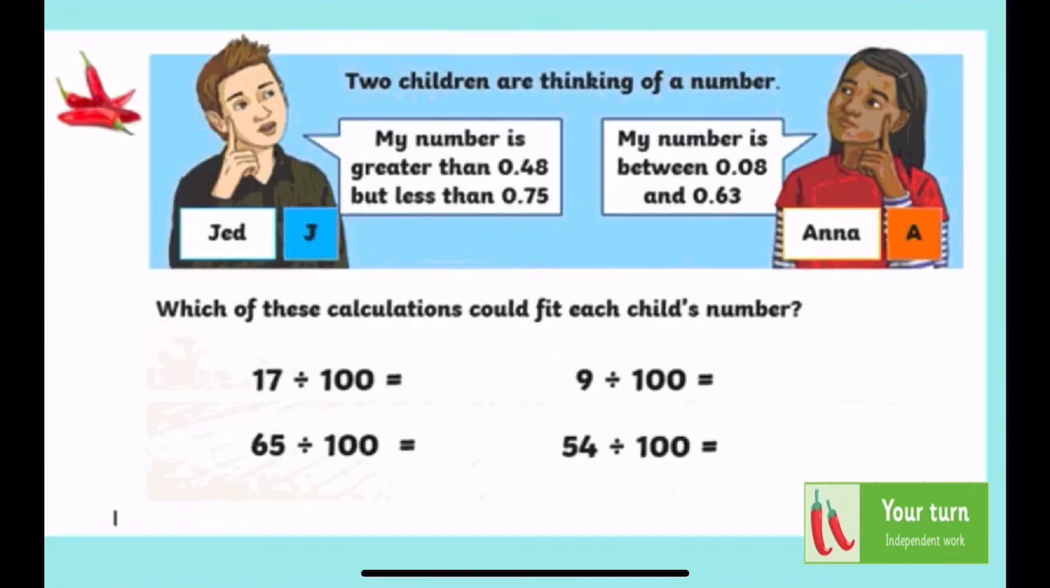So the Chili 3 challenge is this one. 2 children are thinking of a number. Jed says that his number is greater than 0.48 but less than 0.75. Anna's number is between 0.08 and 0.63. So which of these calculations could fit each child's number? Can you work out the answers and then work out which ones will match with each child? Pause the video, have a go, and we'll look at the answers in a moment.